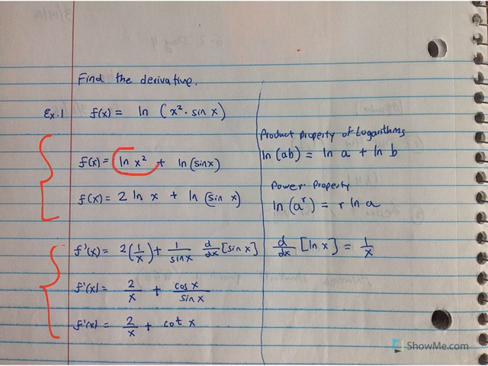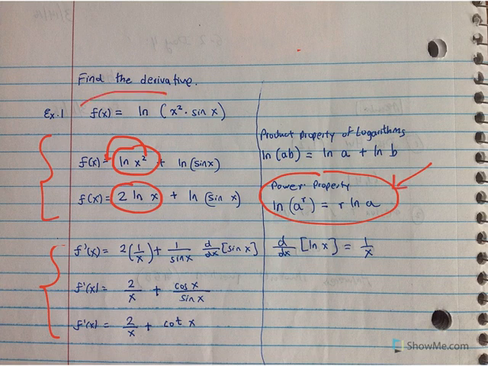I can further expand this logarithmic expression by using the power property. By bringing the exponent 2 to the front, I can write 2 times the natural log of x using the power property. So now I have successfully expanded my original logarithmic function so that I have f of x is equal to 2 times the natural log of x plus the natural log of sine x, and now I am ready to do calculus. I am ready to differentiate. And because of the expansion that we just did, the differentiation process will be easier for us.